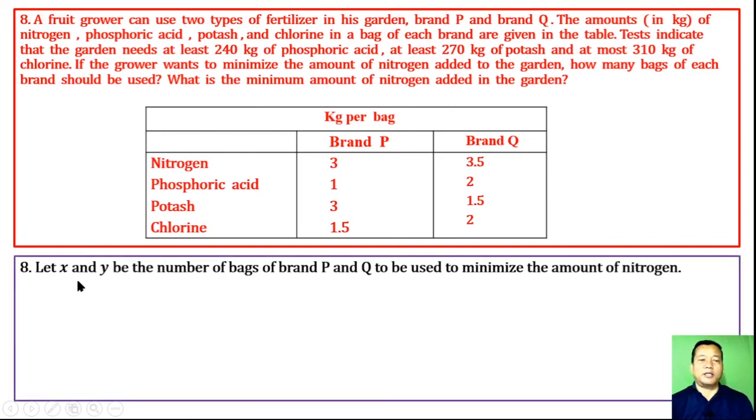Question number 8. Let X and Y be the number of bags of brand P and Q to be used to minimize the amount of nitrogen. Let Z be the amount of nitrogen.